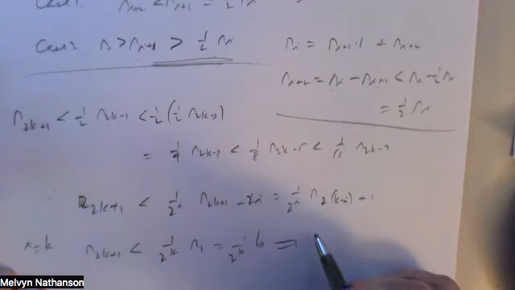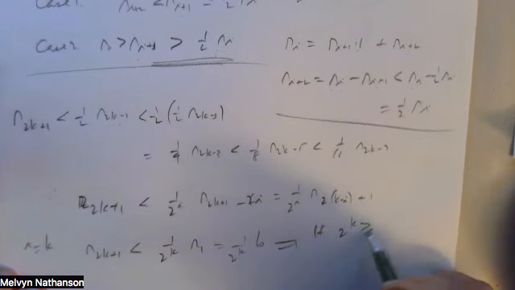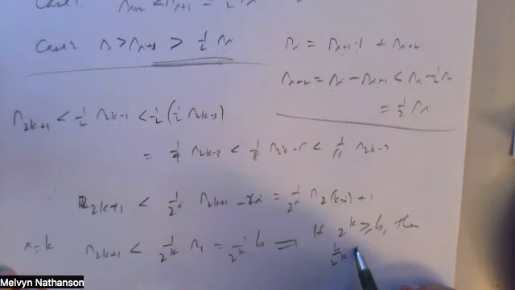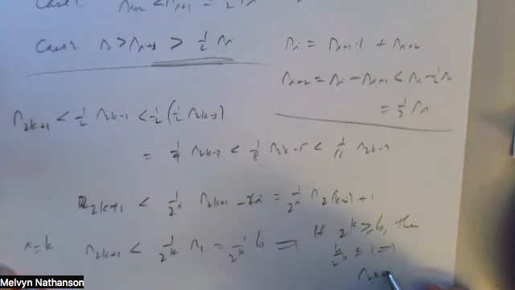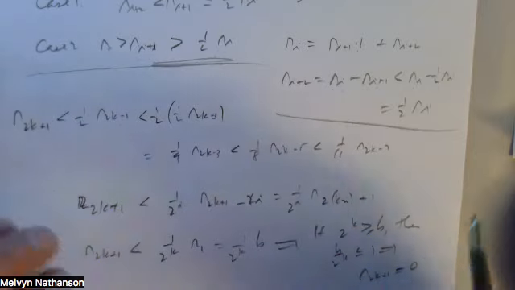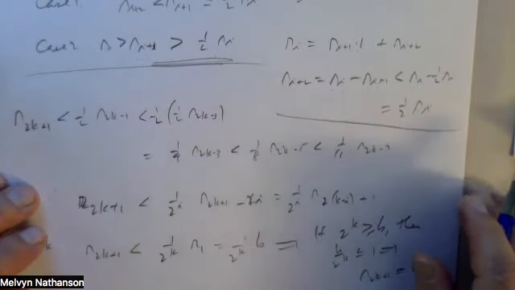Which means that if 2 to the k is greater than or equal to b, then b over 2 to the k is less than or equal to 1, which means R(2k+1) is equal to 0. So the number of steps in the Euclidean algorithm is at most 2k plus 1.